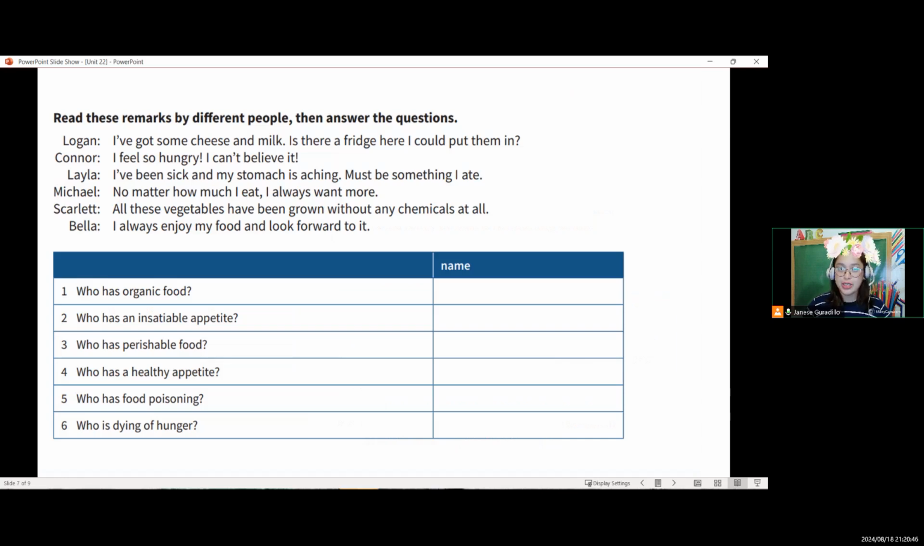I've got some cheese and milk. Is there a fridge here I could put them in? I feel so hungry. I can't believe it. I've been sick and my stomach is aching. Must be something I ate. No matter how much I eat, I always want more. All these vegetables have been grown without any chemicals at all. I always enjoy my food and look forward to it.